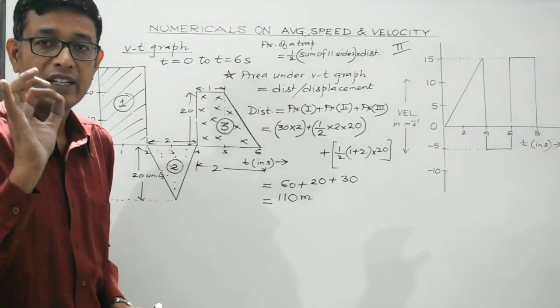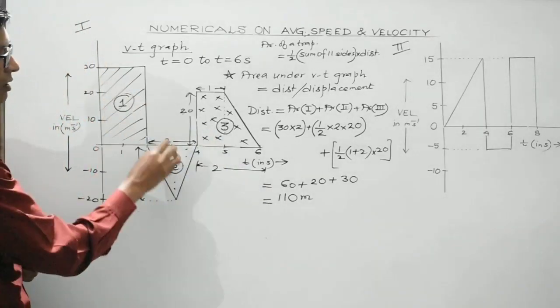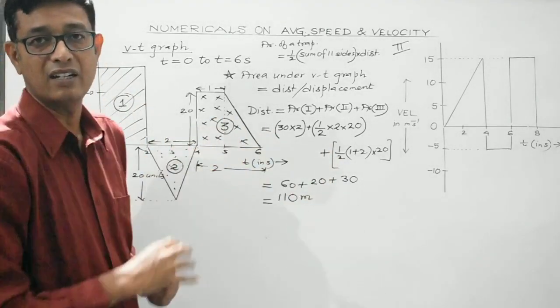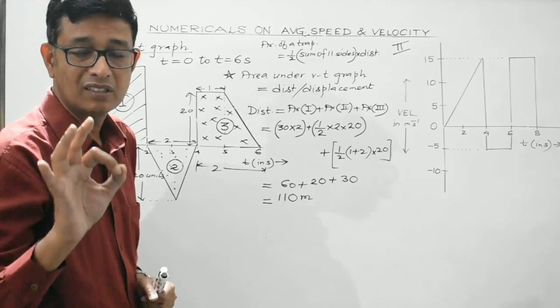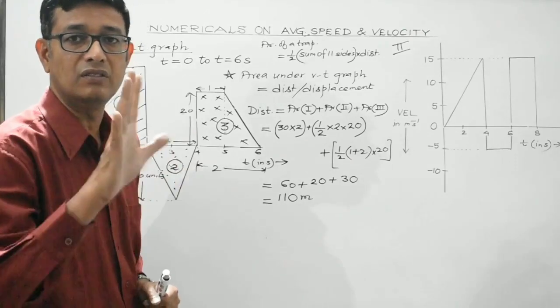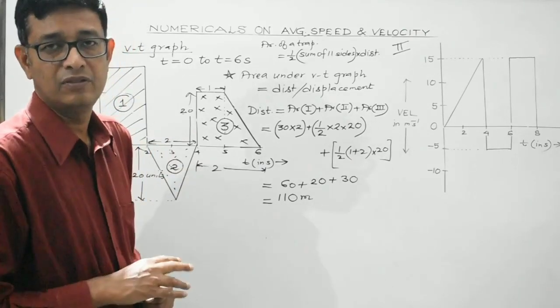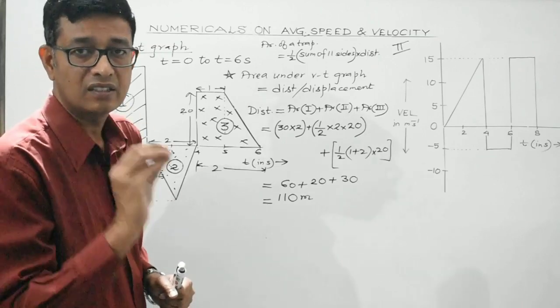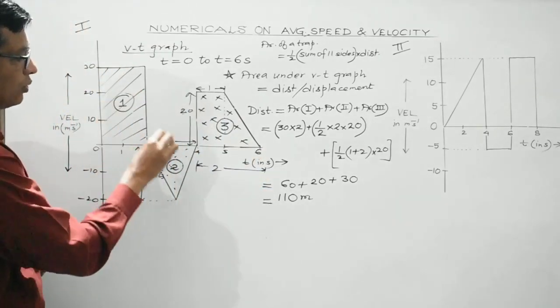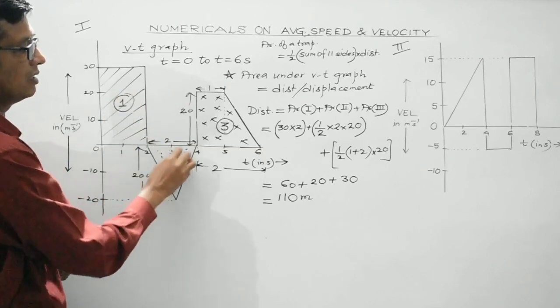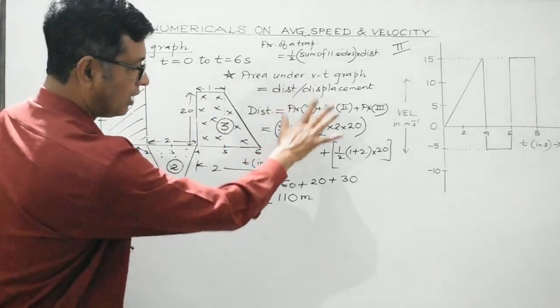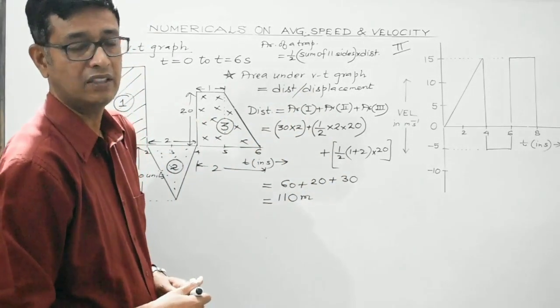So while calculating distance, the areas are to be simply added up. Always remember, distance is the length of the actual path covered. It can't be negative. So while calculating distance, you simply need to add the areas under the VT graph. That is what I have done over here, right?